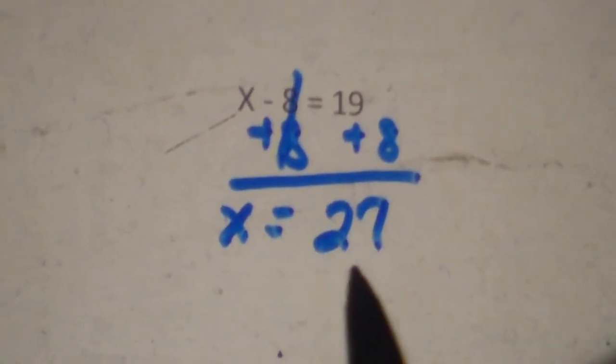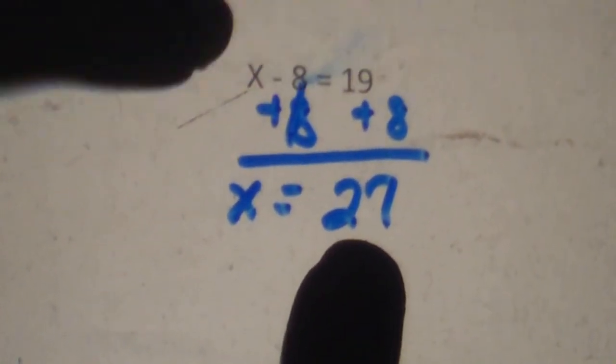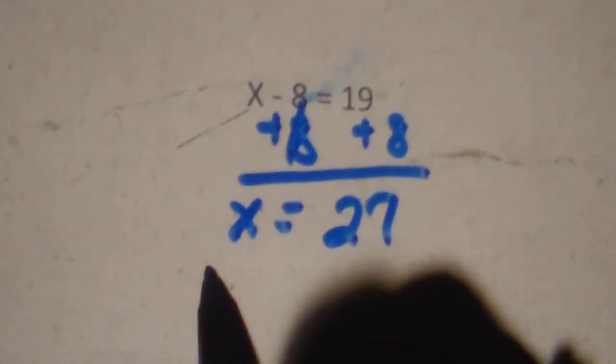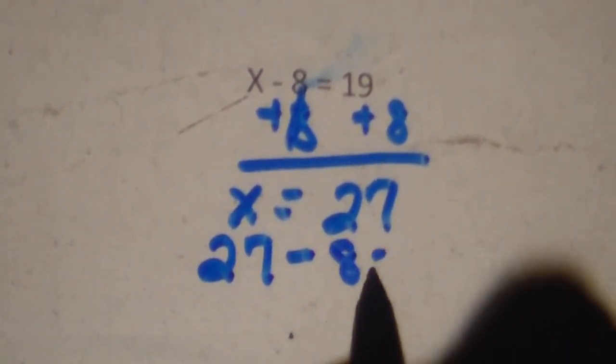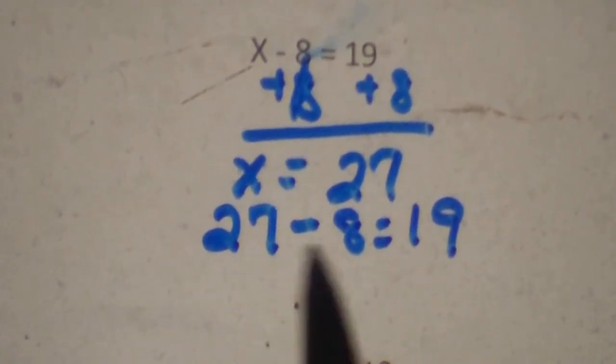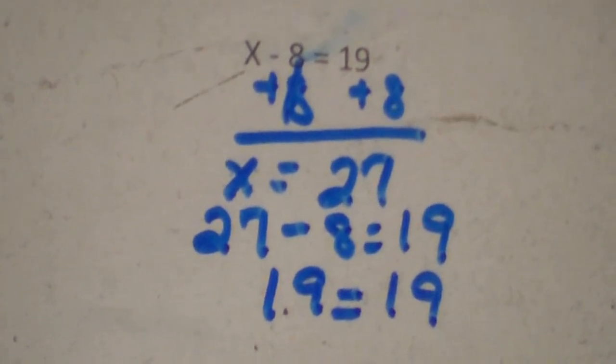And I can go back and check it with my original problem. I'm going to substitute my 27 in where my x is. My problem will set up like this: 27 minus 8 equals 19. 27 minus 8 is 19, and 19 equals 19.